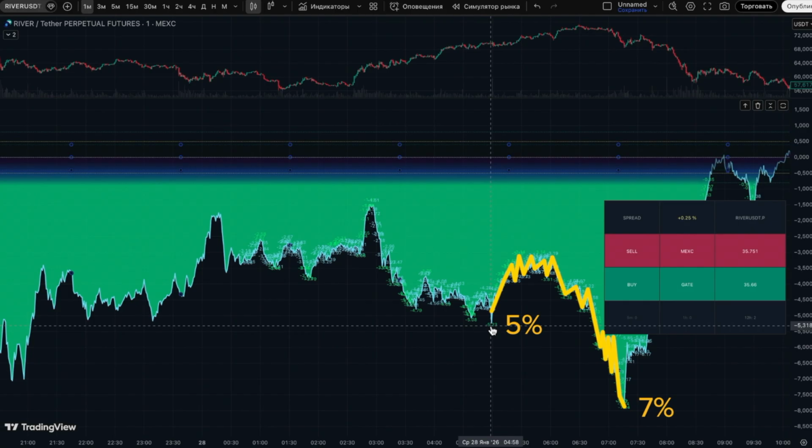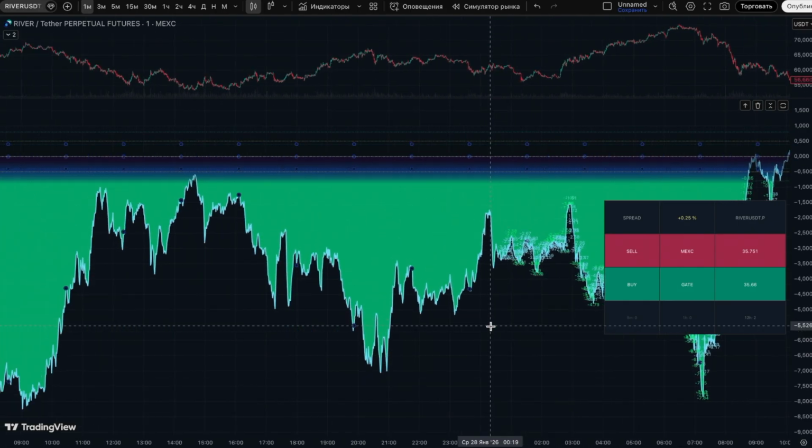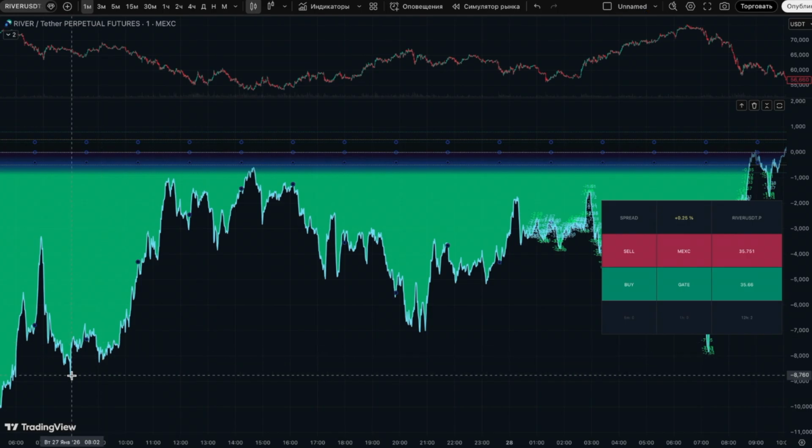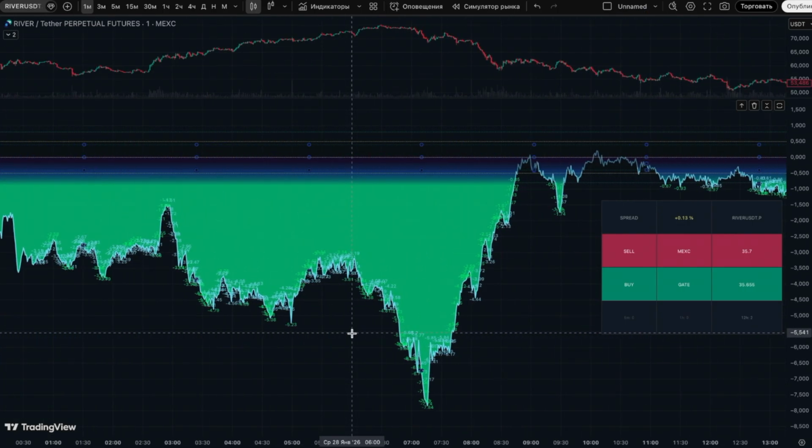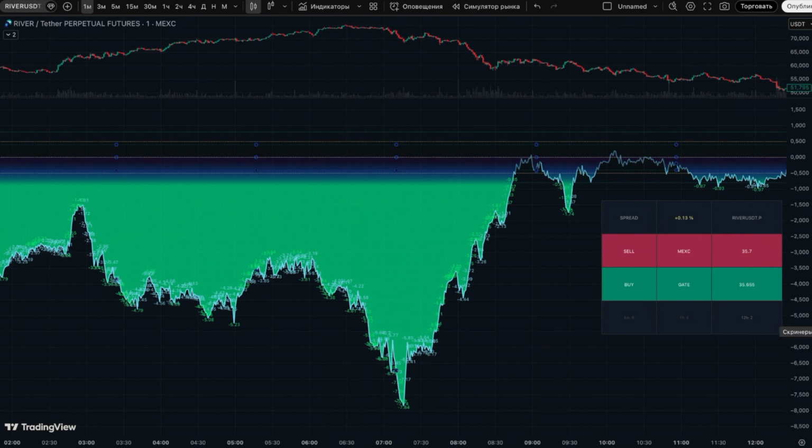This is a normal situation. In this case, we can open the spread history and see what maximum values the price spread has reached, for example, over the last day or two. Then we can develop a strategy for ourselves.